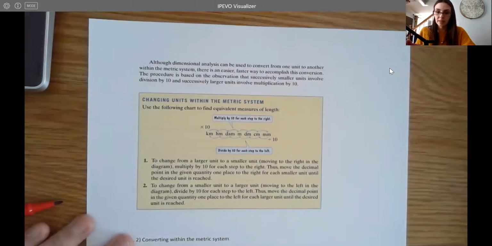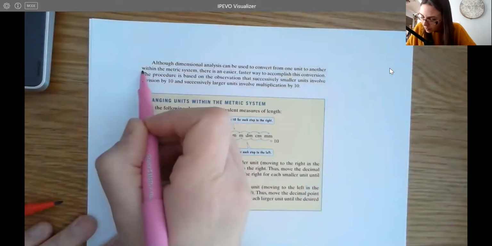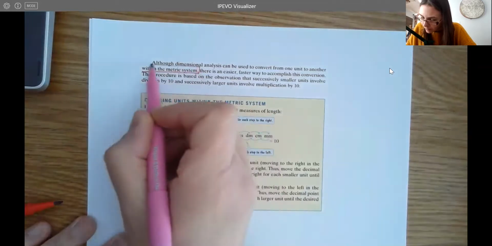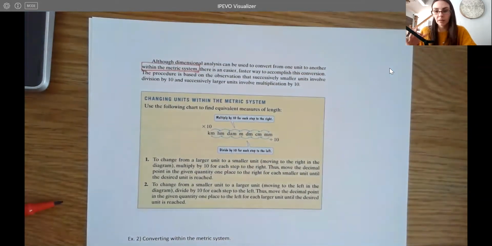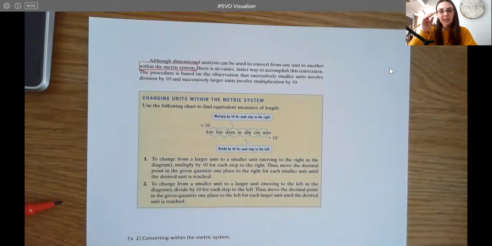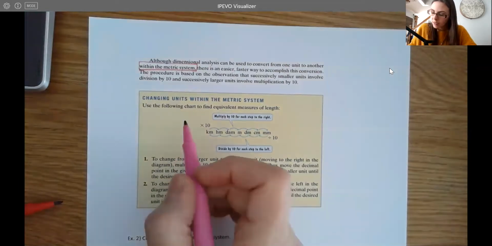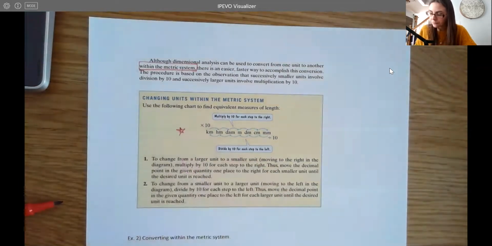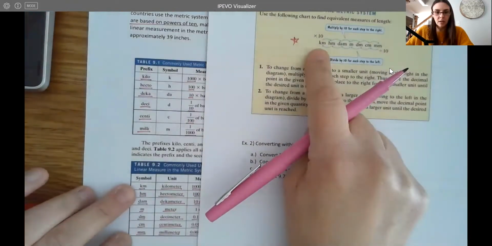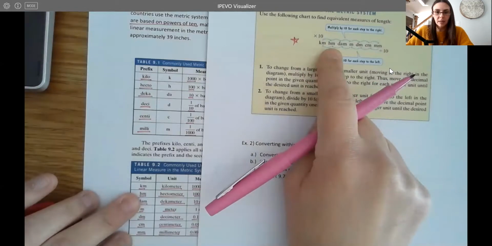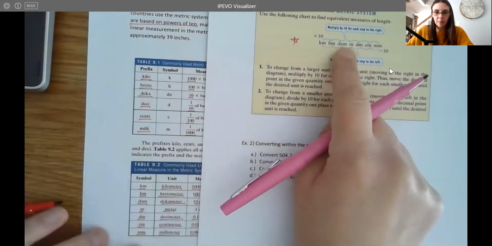Now, if you are within the metric system, you can still use dimensional analysis to convert back and forth, but it's actually faster to use powers of 10. There's a little chart that your book gives that has the labels in it. Notice here, km is kilometer, hm is hectometer, and so on. It gives all the little labels.